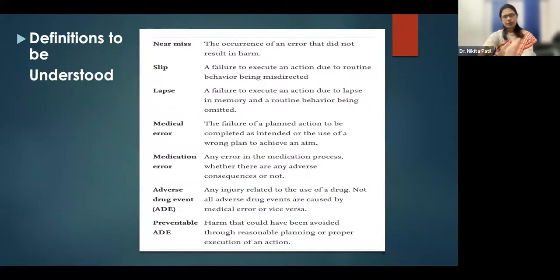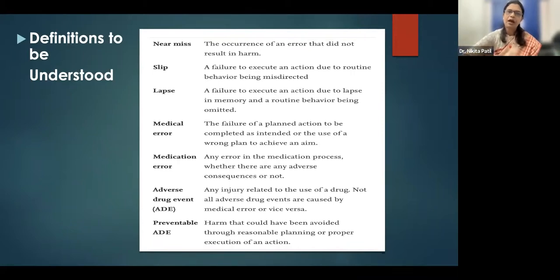Definitions to be understood: the occurrence of an error. What is a near miss? Occurrence of an error that did not result in harm. As I said, I check the blood, I check the name, I check the middle name, I check the surname, and then the blood group. So it was a very, very close miss. By one small mistake, we would have had it, the whole OT complex.